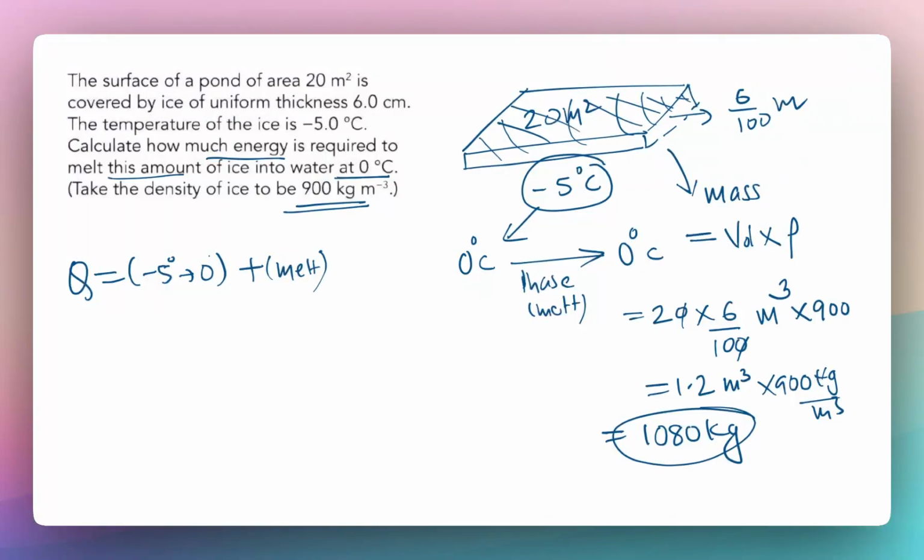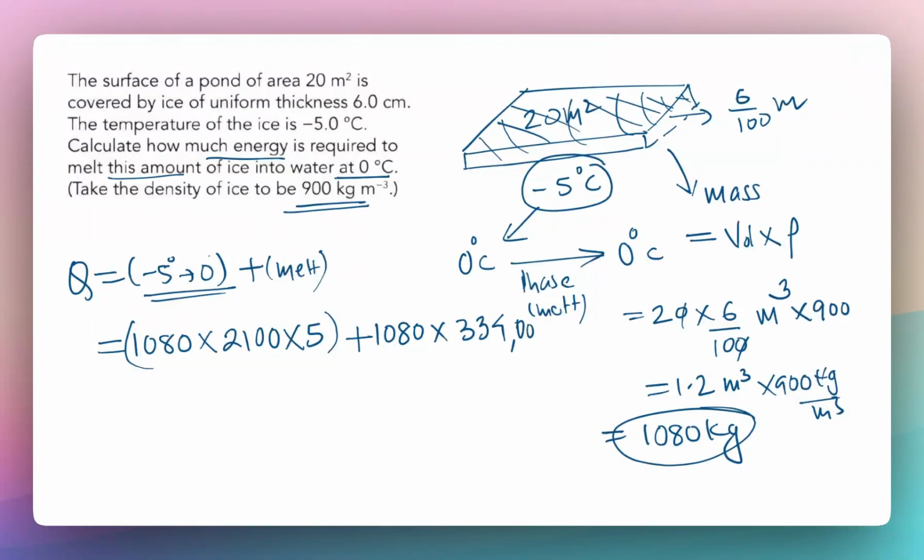So this is going to melt. Before it melts, it has to decrease its temperature from -5 degrees to 0. So for that, we are going to use the mass times the specific heat capacity of the ice, which happens to be 2100, multiplied by 5 degrees, and then the total mass, which is 1080, multiplied by latent heat of fusion of the ice, which is 334 kilojoules. So this much is the energy required, simply.